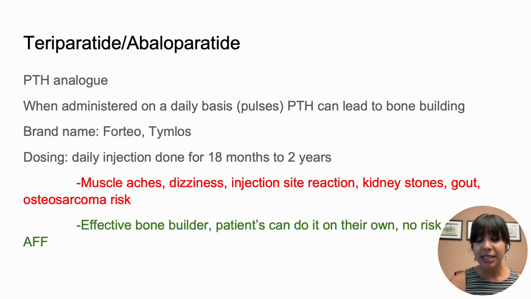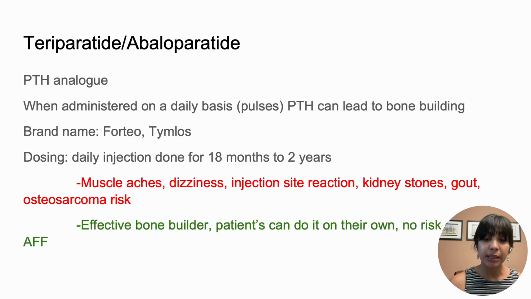Teriparatide and abaloparatide, this is a PTH analog medication. This is administered on a daily basis. When you have a pulsatile administration like this, it can actually lead to bone building, this PTH analog, whereas regular parathyroid hormone can lead to some bone loss. The brand name is Forteo or Tymlos. And again, it's a daily injection done for 18 months to 2 years.